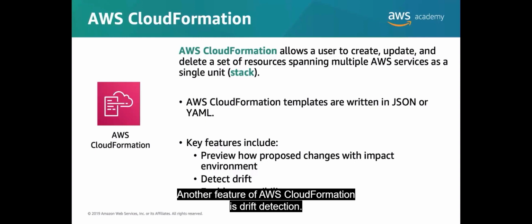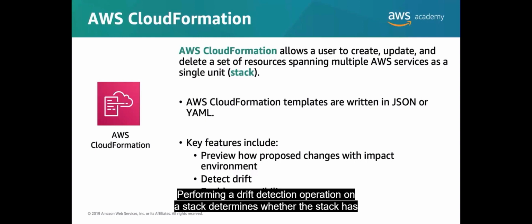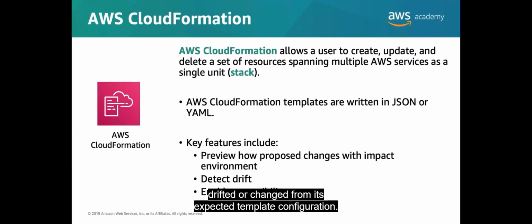Another feature of AWS CloudFormation is drift detection. Performing a drift detection operation on a stack determines whether the stack has drifted or changed from its expected template configuration. If the resource in the stack supports drift detection, the drift detection operation returns detailed information about the drift status of that resource.